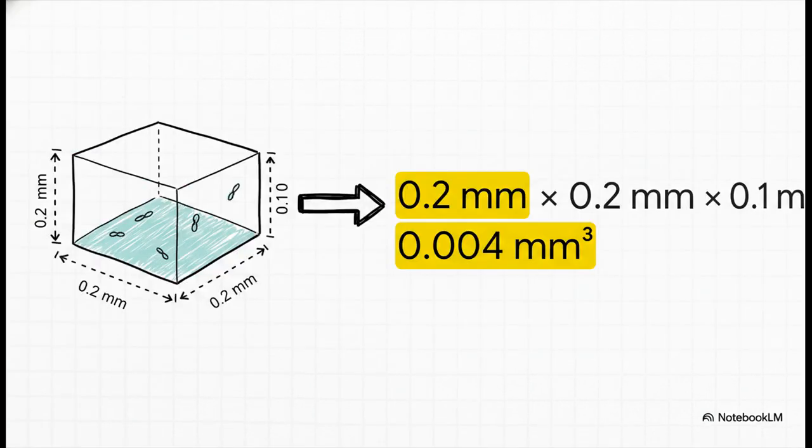First things first, we need to know the volume of the little bit of water we're actually looking at. We get this by multiplying the length and width of the grid, which are both 0.2 millimeters, by the depth of the water, which is 0.1 millimeters. That gives us a tiny volume of 0.004 cubic millimeters.